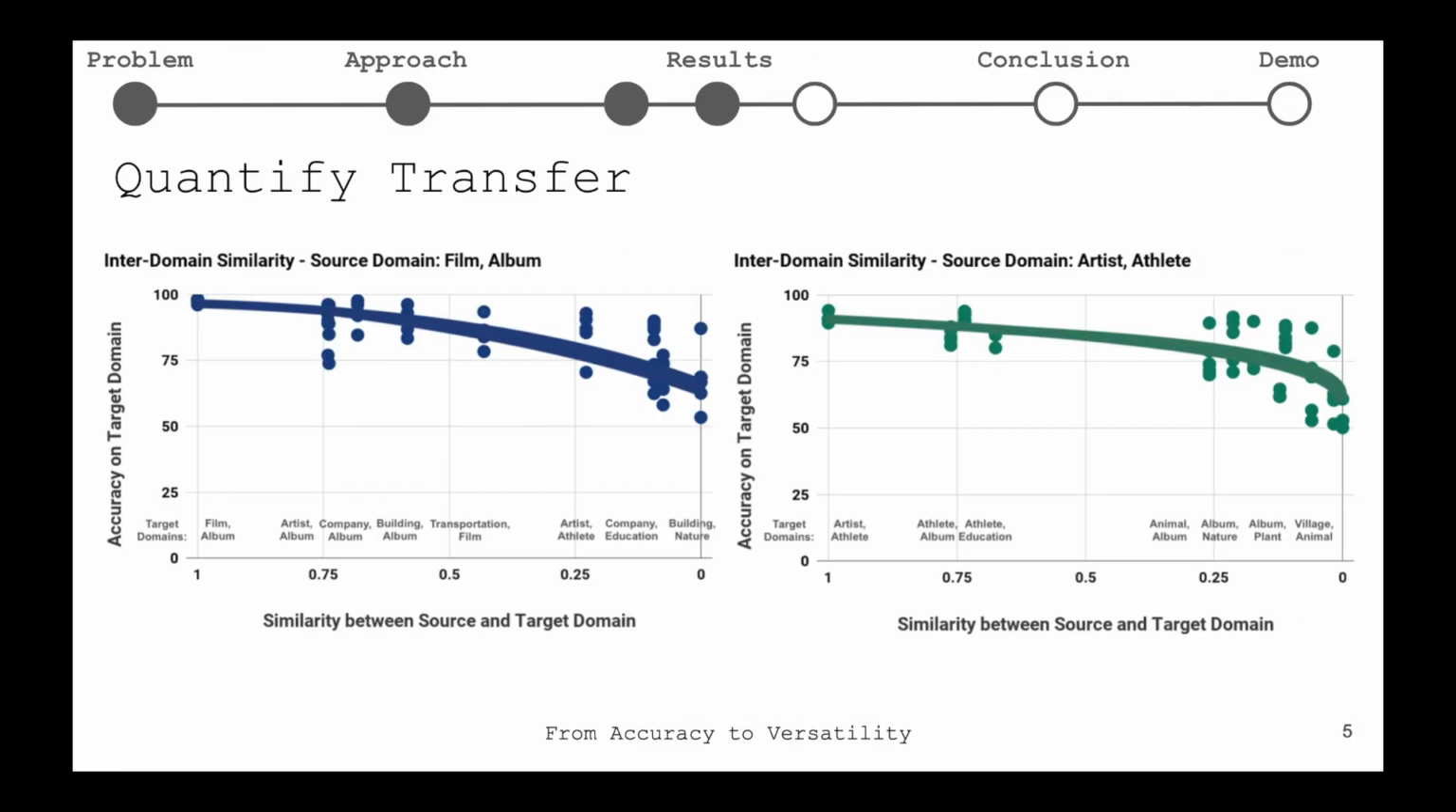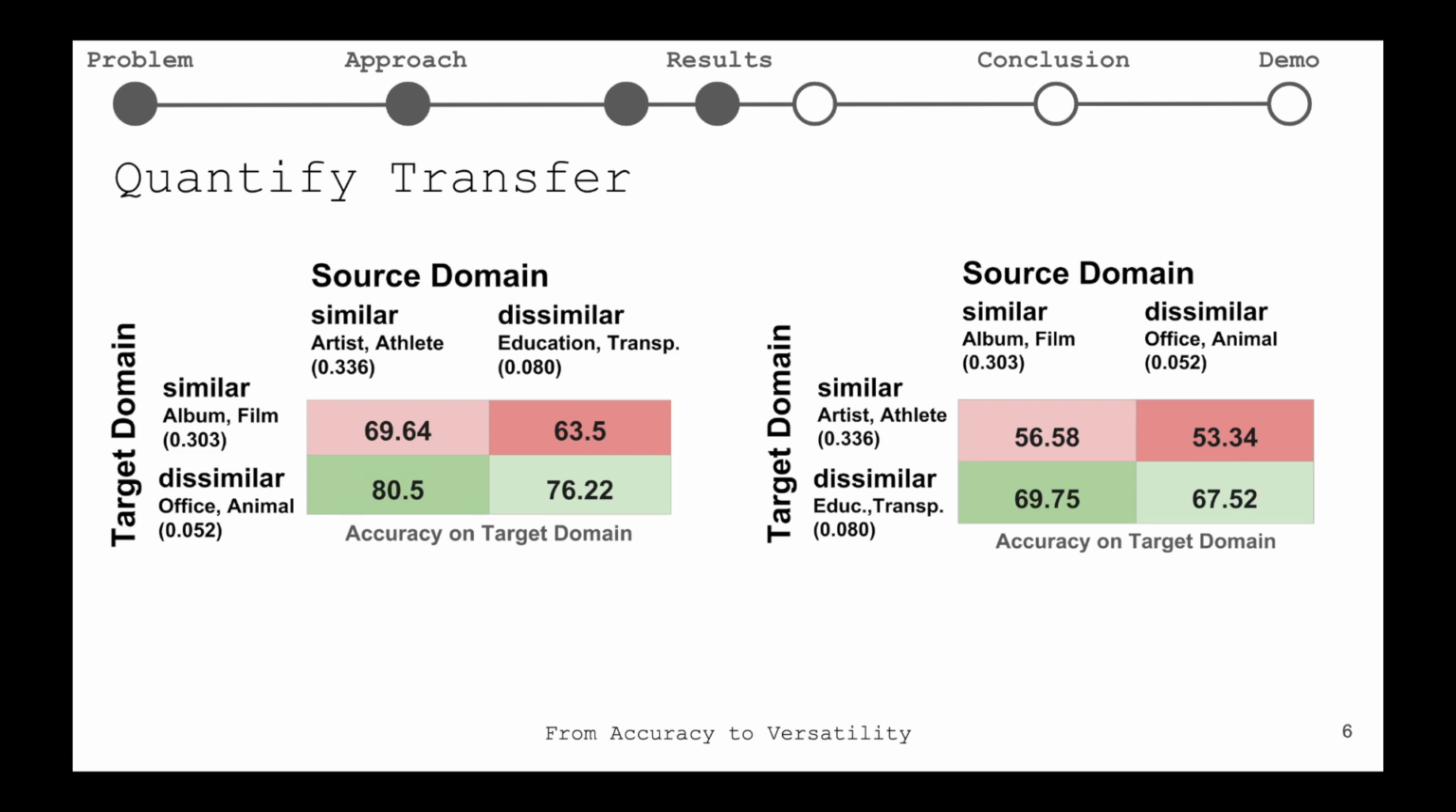Results: quantify transfer. Intra-domain similarity denotes the similarity of classes within each respective domain. Will the model perform better if trained on two very similar or two very distinct classes in the source domain? We train a model on two fairly similar artist-athlete and two dissimilar education-transportation classes in the source domain. Now, we train the model on two different target domain settings. One contains similar classes, album, film, and another widely dissimilar classes, office, animal.